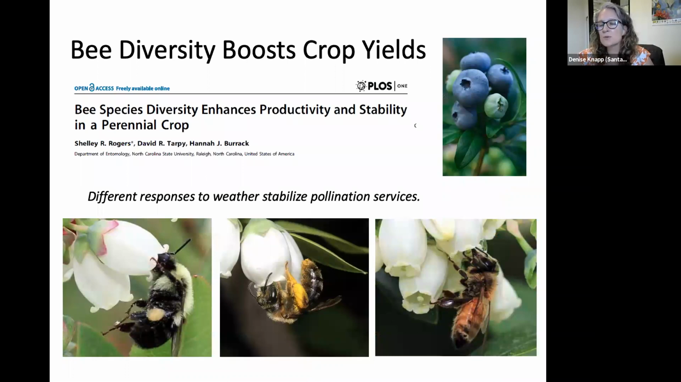So bee diversity boosts crop yields. If there's one thing that I can leave you with today, it's that it takes all kinds, that biodiversity begets biodiversity. So having a bunch of different kinds of bees can do the job better. For instance, this study here shows that different bees have different responses to weather, and that together that can stabilize the pollination services. So maybe this one doesn't like high wind and this one doesn't like the cold, but together they're really getting the job done. And in this study, it found that for wild bees, the number of different wild bees was even more important than how many there were.